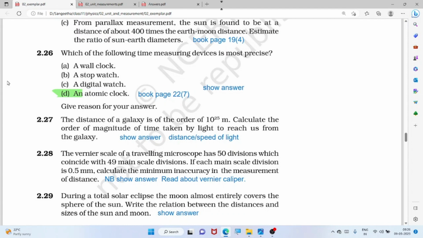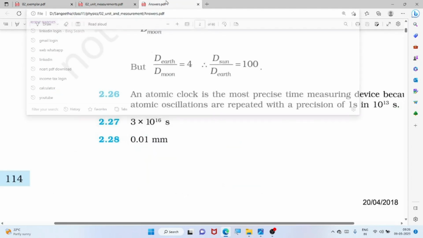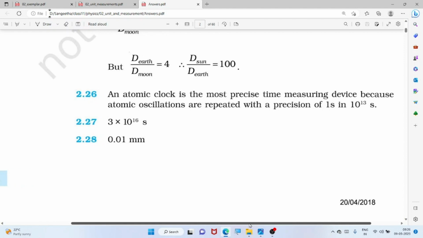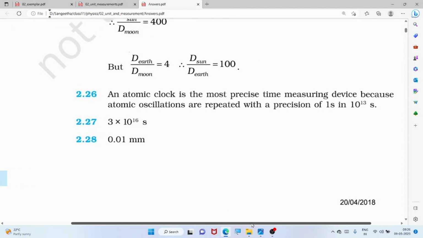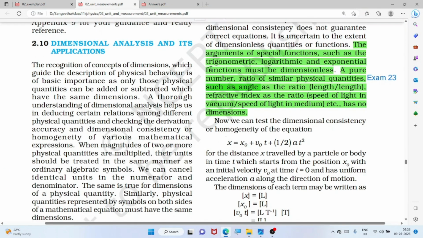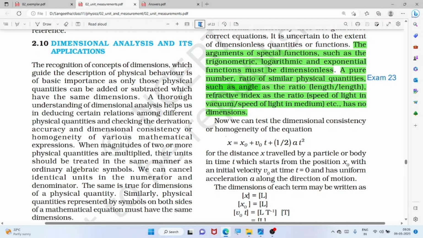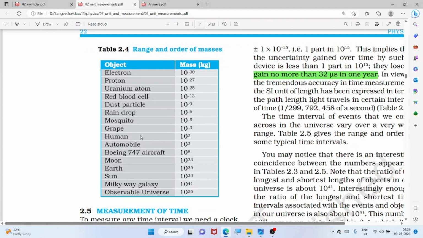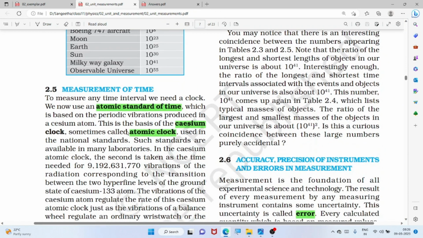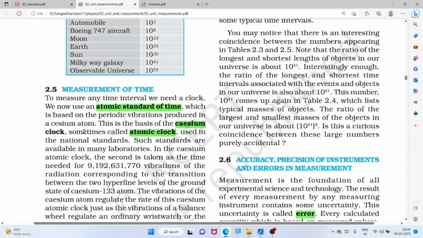Which of the following time measuring devices is most accurate? The atomic clock is the most precise time measuring device because the atomic oscillations are repeated with great precision. This is the atomic clock, the most accurate.